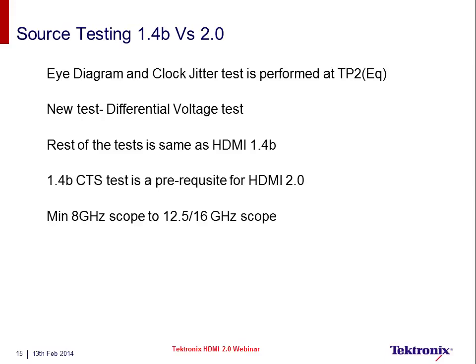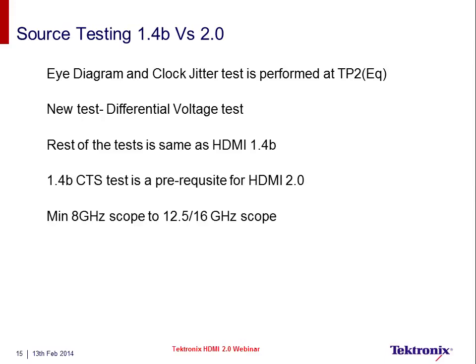And the rest of the tests of HDMI 2.0 are similar to what we did in HDMI 1.4b, whether it is a rise and fall time test, VLOW test, or the clock duty cycle test, inter-pair skew test. All of them are exactly similar to what we did in 1.4b. The other thing, as stated earlier, is the fact that your 2.0 product should not only pass the 2.0 compliance test but also should pass the 1.4b compliance test to ensure that the backward compatibility with other devices is taken care of.